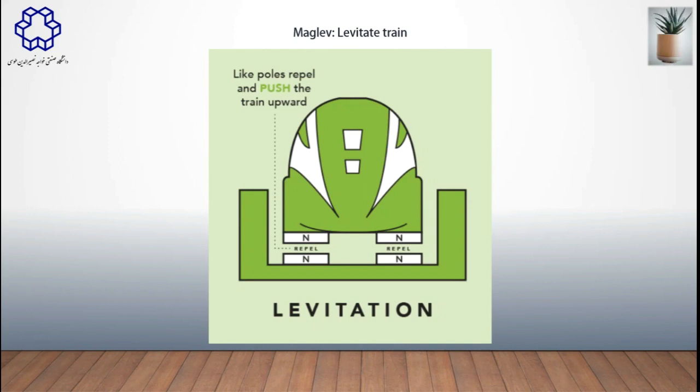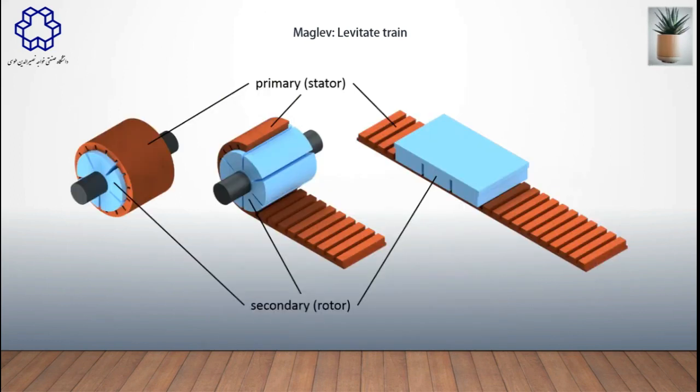Another example is levitating train or maglev. Maglev levitates with opposite direction of two or four permanent magnets. And the propulsion mechanism is like a linear brushless motor.